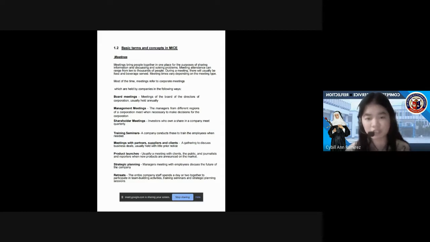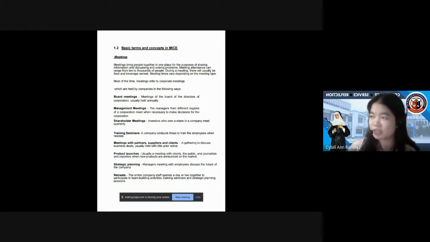Next, product launches. So, usually, a meeting with clients, the public, and journalists and reporters when new products are announced on the market. Sometimes, when they do a launching of a product, like the Apple press event, the potential customers are there, the media or journalists, and even the public itself.